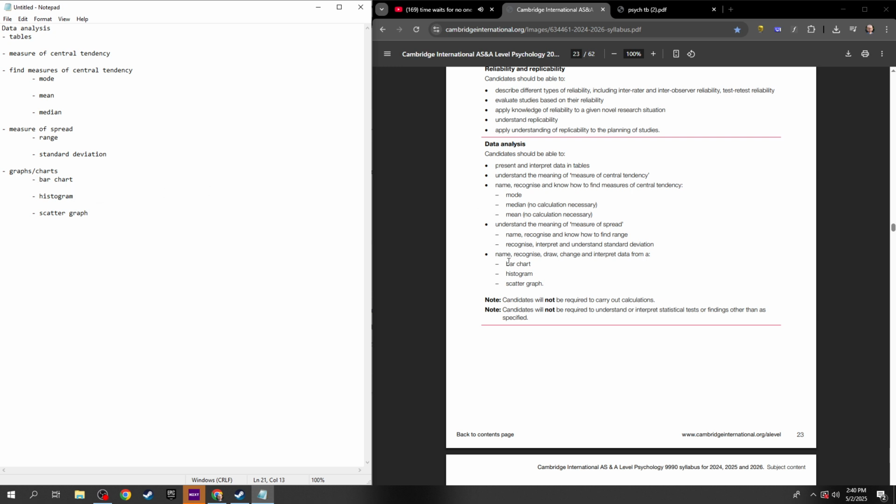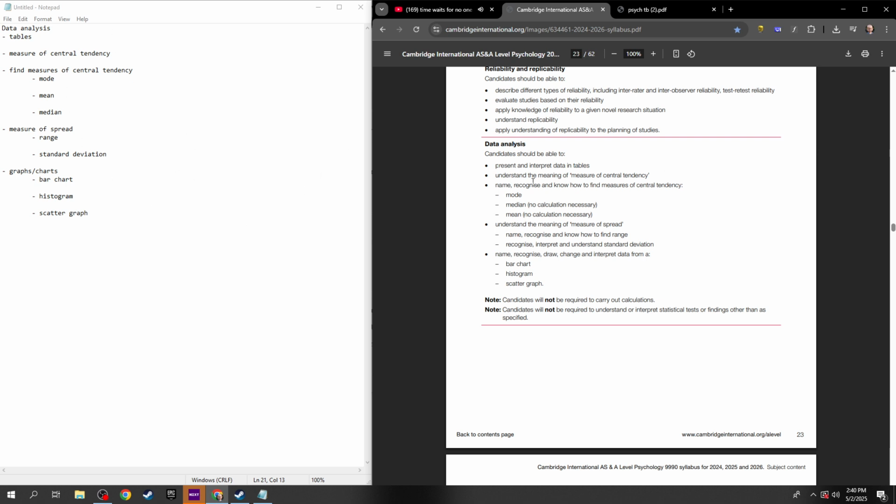Cool. And finally, candidates will not be required to carry out any calculations, thank God, because we all know we picked psychology because we don't want to do math, and candidates will not be required to understand or interpret statistical tests or findings other than as specified here.